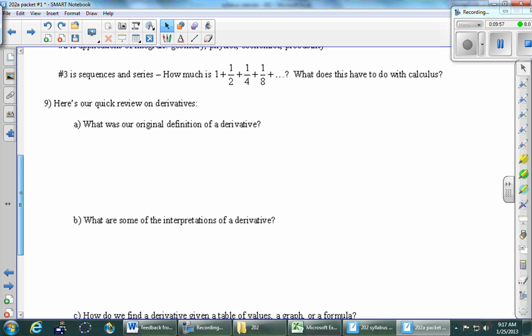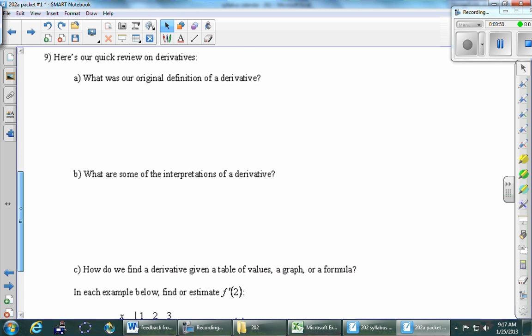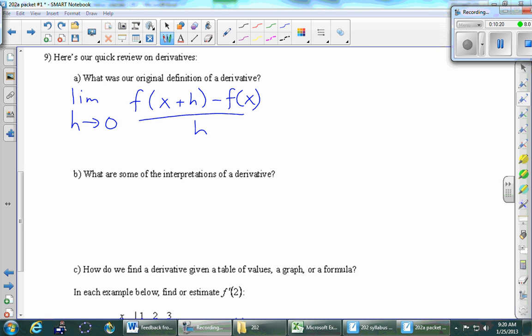Here's our quick review on derivatives. A was our original definition. Okay, I'll give you guys a hint and then see how many of you can pull this thing out of a hat. This was the beginning of our original definition for derivative. See if you can figure out or remember or chat with your neighbors about what the rest of it was. What is the derivative? So we've got our definition for the derivative here. I'll even fill it in with our f prime of x in the front.